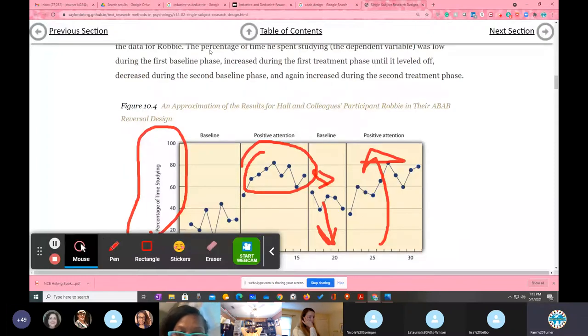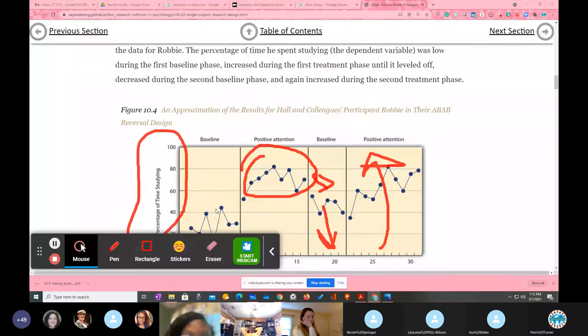A single subject design is not what you would use in your agency. Okay? Because the question that talks about how you're going to evaluate your agency, it would not be that one.